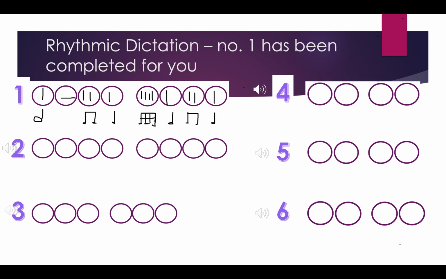1, 2, 3, 4. Da da da da da da da da da da da da da.